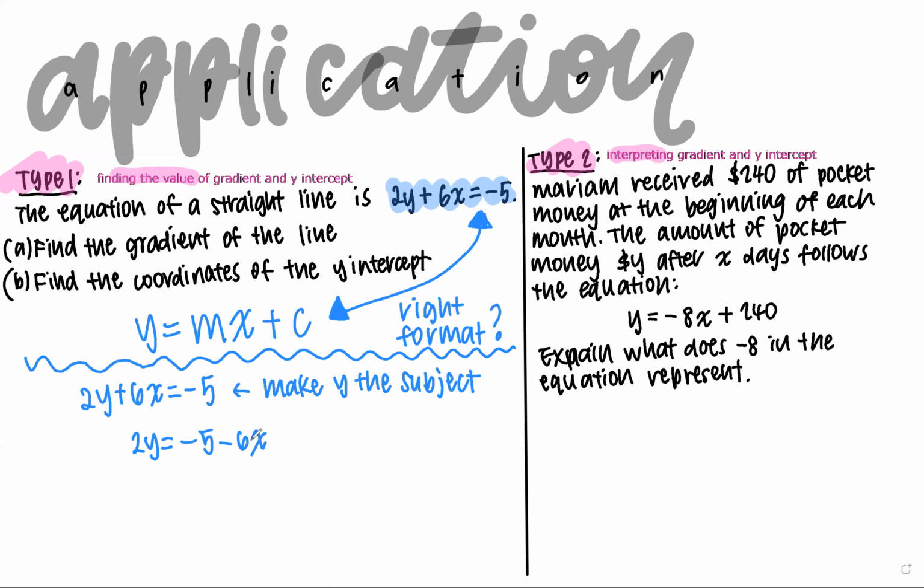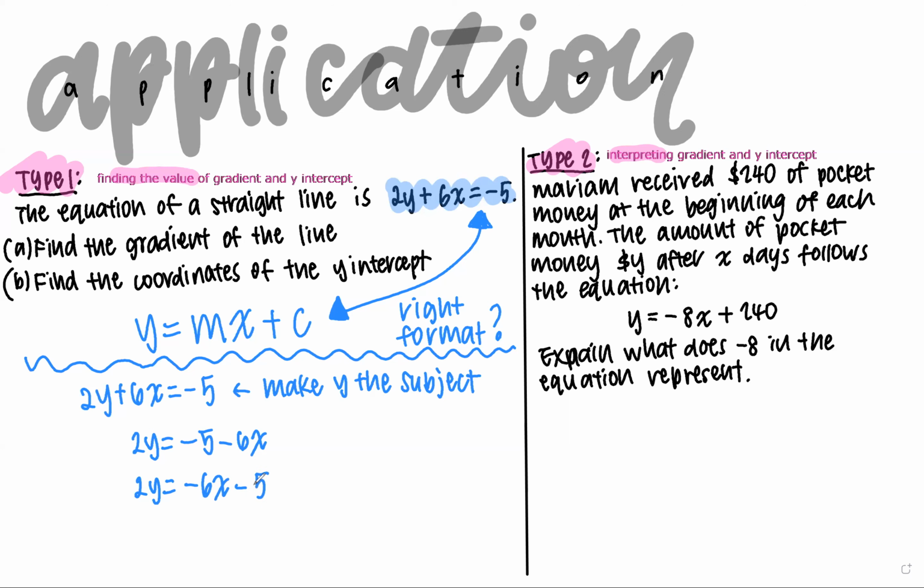Are we there yet? No. Why no? mx is before c. Very good. So let's rearrange again. So what should we have? 2y equals negative 6x minus 5. So is it still in the right format?